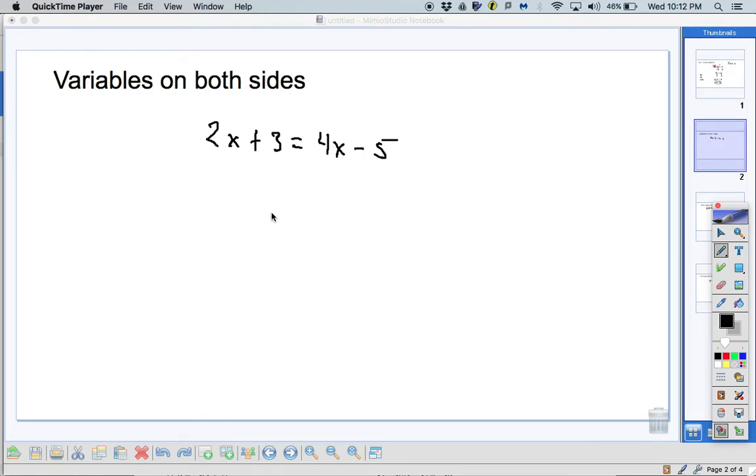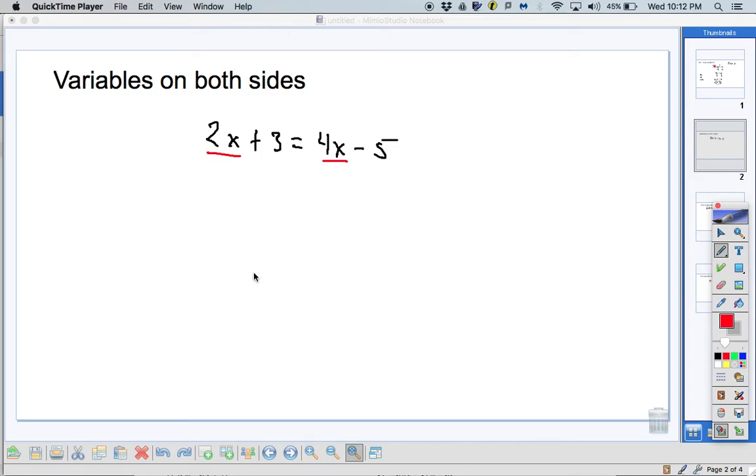For variables on both sides, it's called that because we obviously have variables. There's more than one of them. And there's the equal sign, and it's on both sides of the equal sign. So what we're going to do is we're going to first get our variables together. So I got 2 that I have to deal with. I have the 2x right here, and we also have the 4x on the right side. And we get to choose. We can move either one.